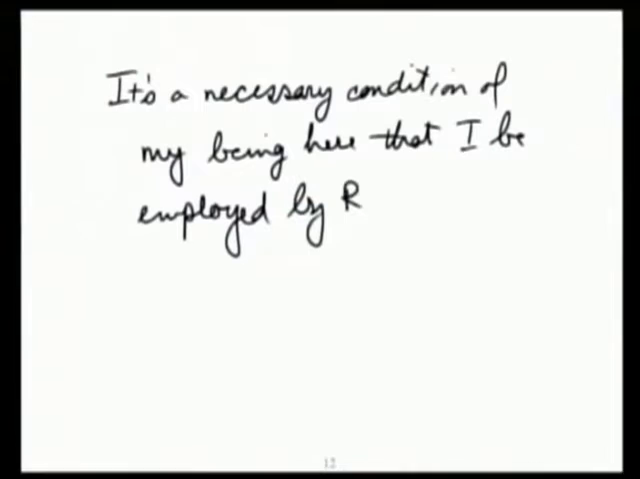All right. What's the necessary condition that's mentioned here? I put this sentence in a kind of normal English way, but one that might make you think a second or two. What is a necessary condition of what, Sam? It's necessary for you to be employed. That's it. Okay, right.